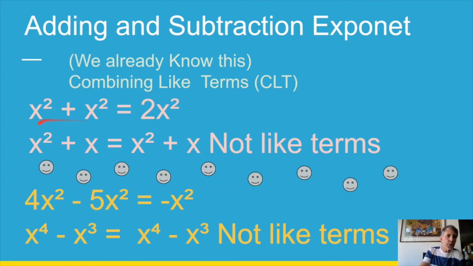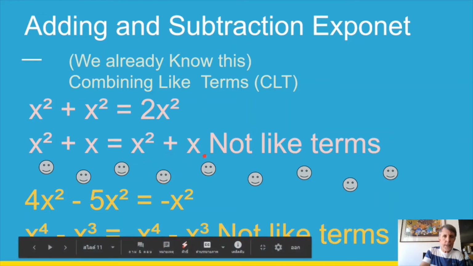So adding exponents, I'm just going to remind you that here we have 1x squared plus 1x squared is 2x squared. So that's combining like terms. And this right here, well, x squared plus x, you can't do that because those are not like terms. You remember we played with the algebra tiles earlier in the year, and the x squared, of course, was a square, and the x was a stick. So you can't add x squared and x.